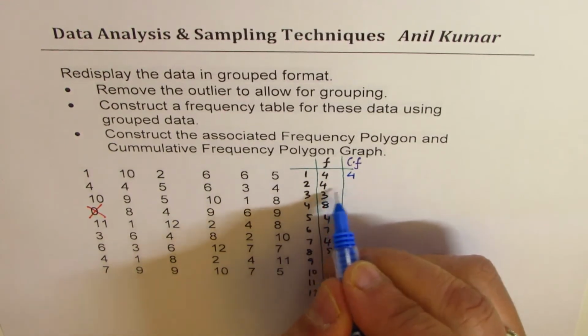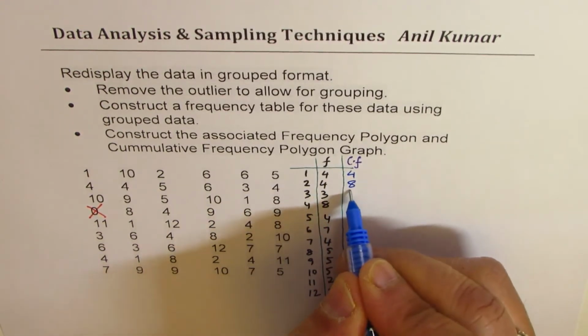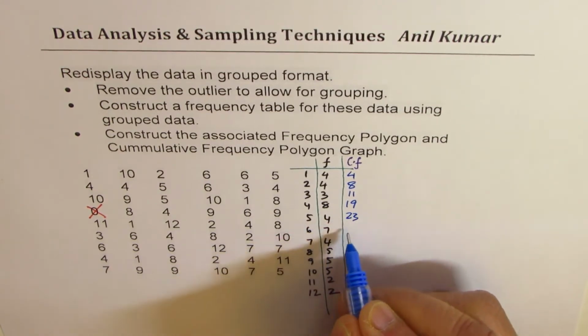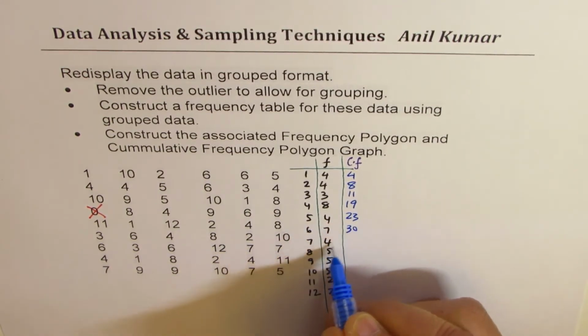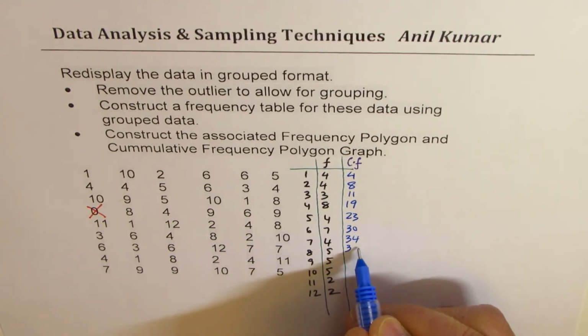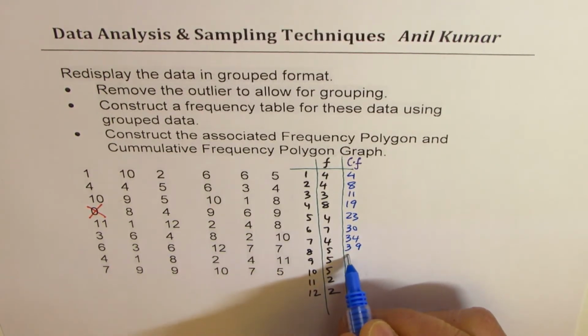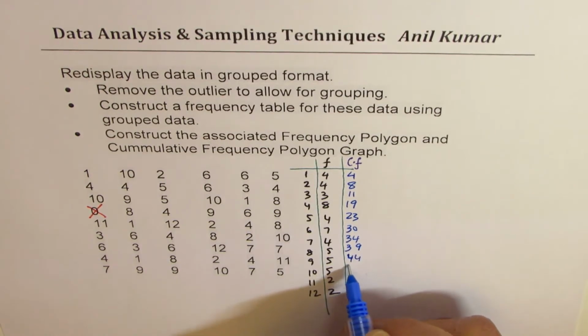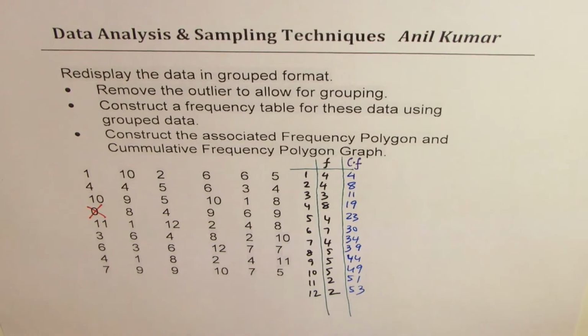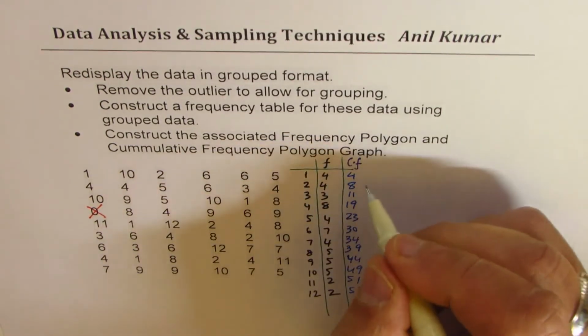And then 4 plus 8, 4 is 8, 8 plus 3 is 11, then we have 19, plus 4, 23, plus 7, 30, plus 4, 34, plus 5, 39, plus 5, 44, 49, 51, and 53. So that's correct. Now, we'll talk about grouping the data.